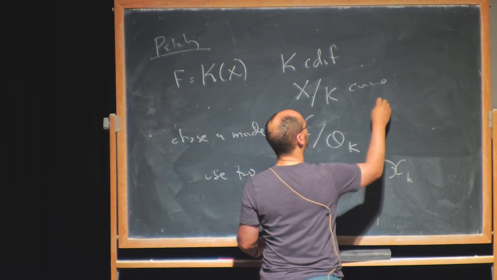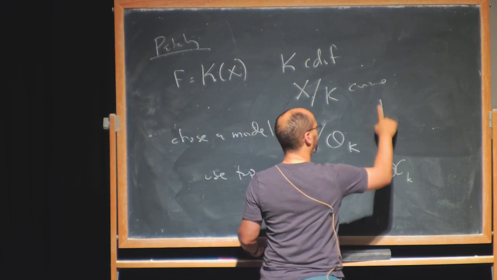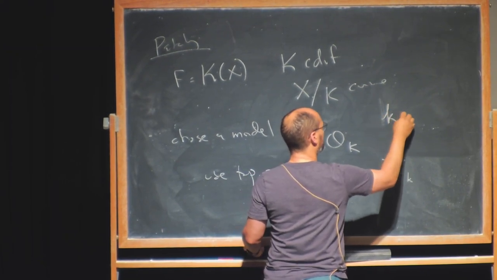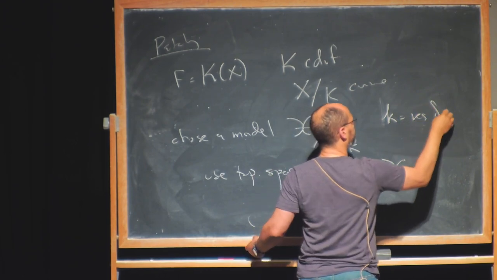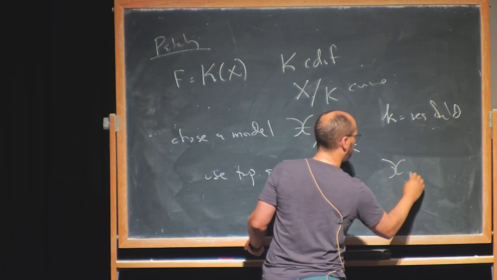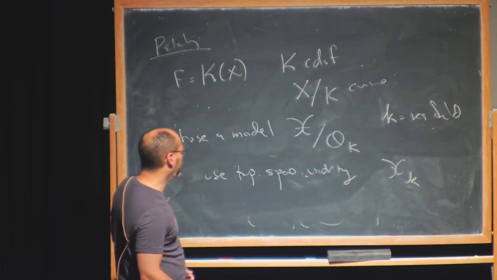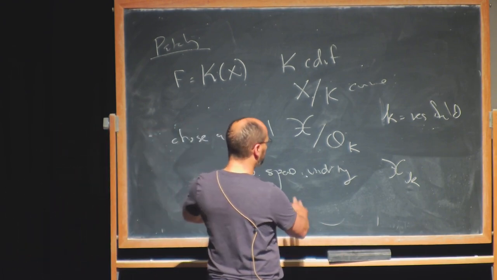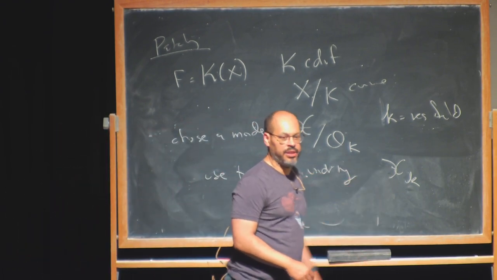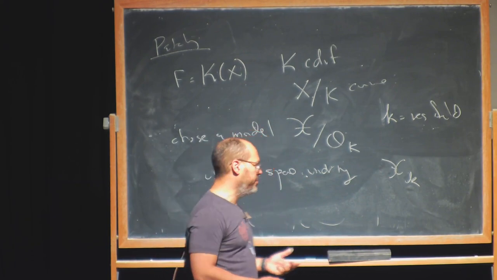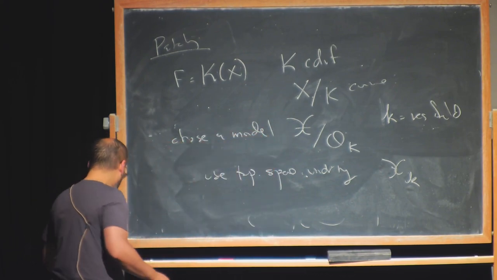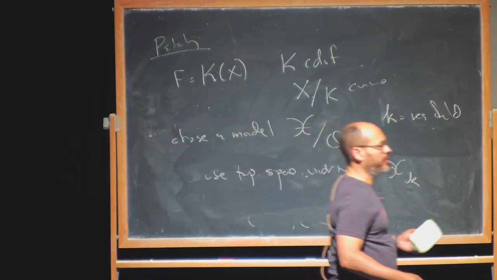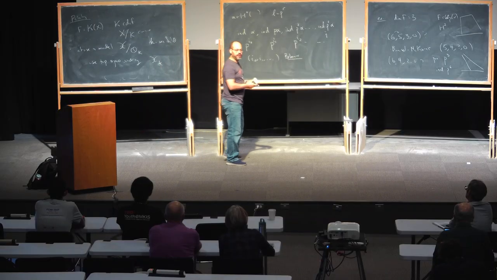So let's say, maybe I'll make it a little script k, is going to be the residue field. So it's a little bit distinguishable. So we're going to use the topological space underlying the closed fiber as kind of the analog of the underlying topological space X.